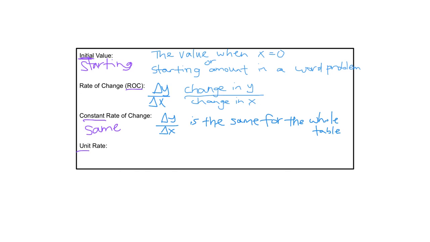And then the unit rate, unit always means per 1 or over 1. So to get the unit rate, you have to reduce your rate to something over 1.